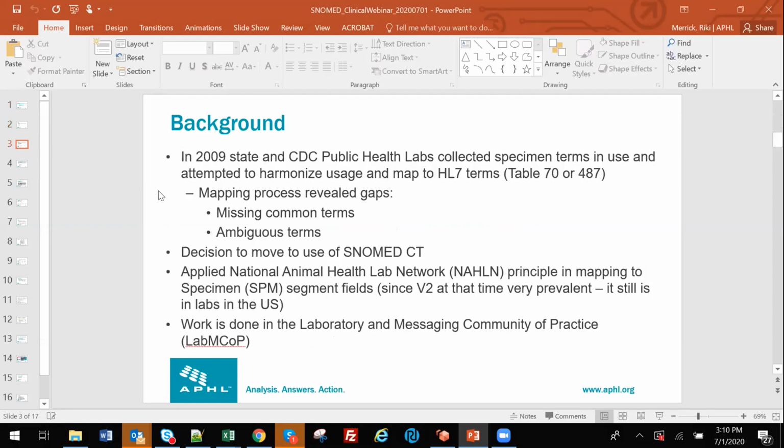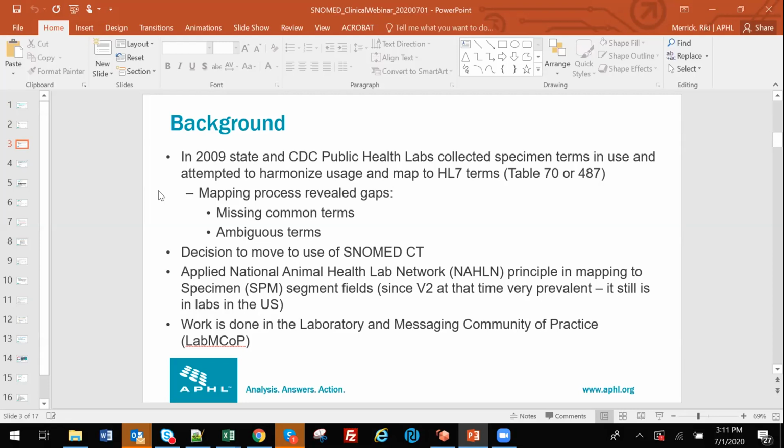As you can see, I said I've been working on this a long time. In 2009, we had a couple of public health labs and CDC collect all the specimen terms that they had in use and try to harmonize the usage and map to the existing HL7 table terms. This is back in the version 2 days, no FHIR in sight yet. So we're looking at table 70 for the older versions, or table 487 for 2.5.1, which was pretty new-ish at that point in time.